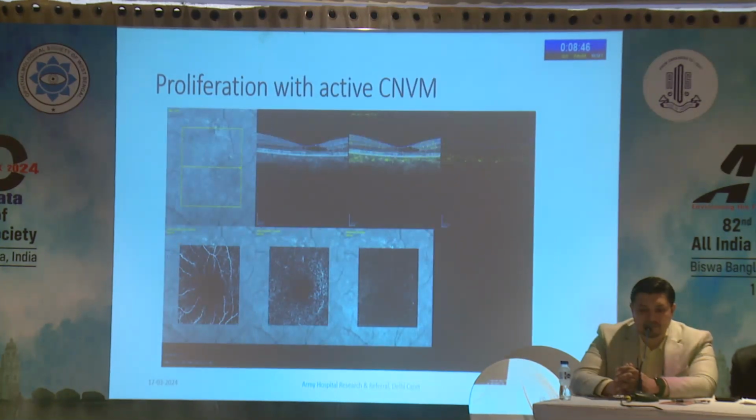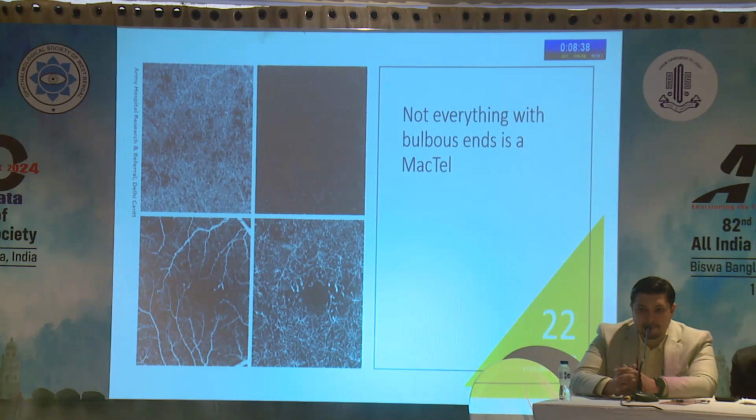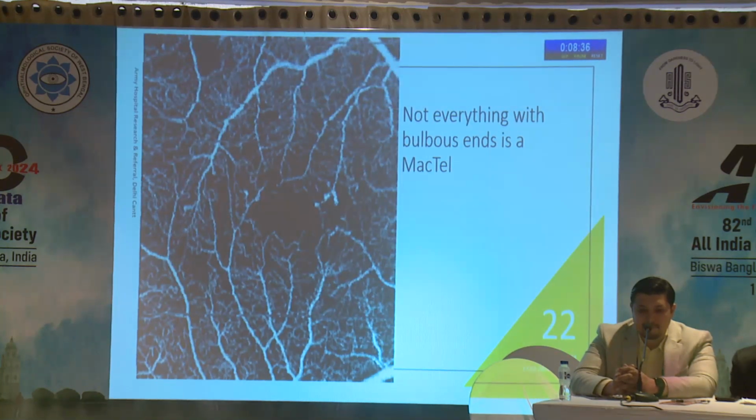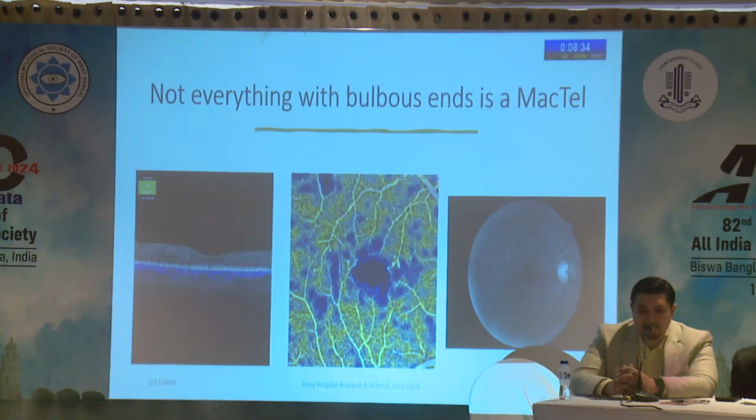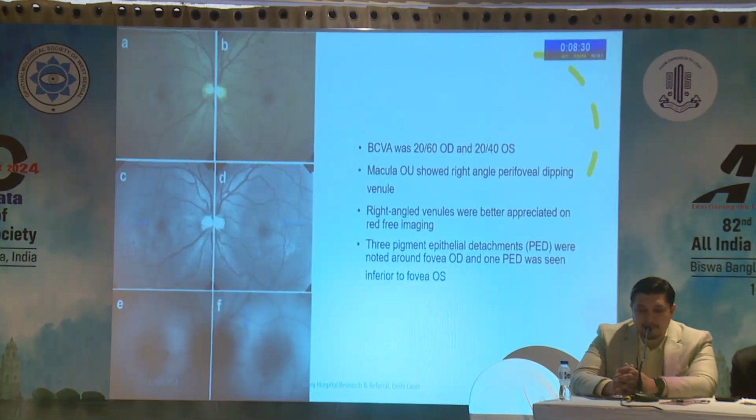So we have to remember a clear demarcation between the pre-proliferative and the proliferative stage, and not to treat every empty cyst at macula. And everything which appears bulbous on OCT angiography is not a mactel. This is a case of a minor BRVO. I'll come to few of our published cases.